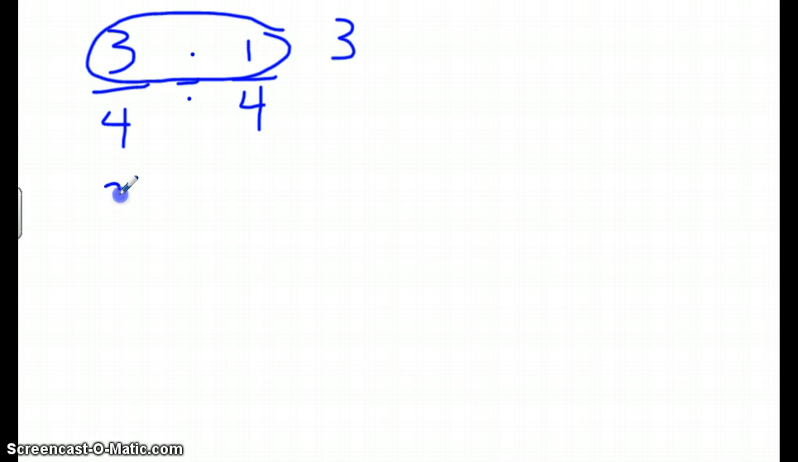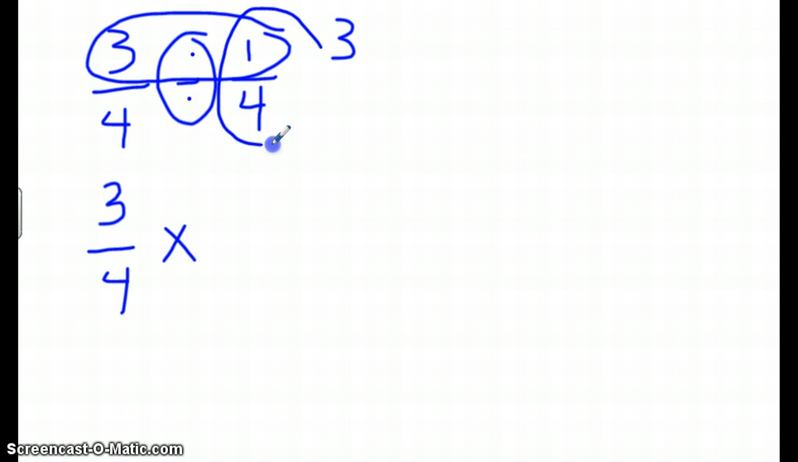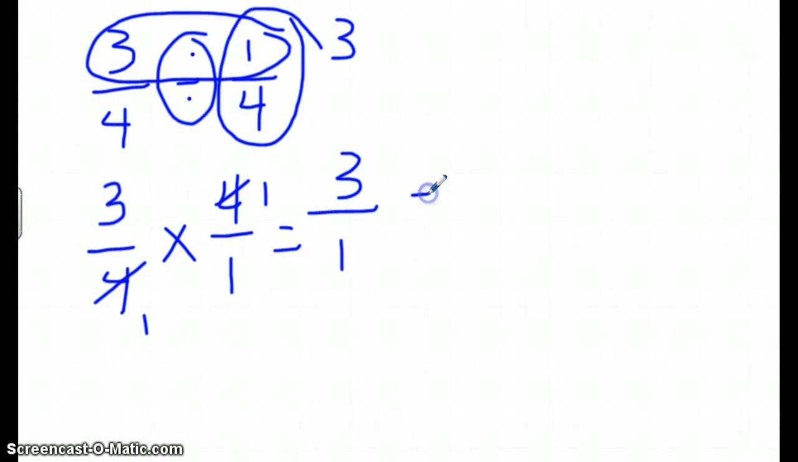But I can also just change, so I'm going to turn this division sign into a multiplication sign. I'm rewriting the problem, and I'm turning this into, what do we call it? It's a reciprocal, 4 over 1. And now I can cross cancel because I have a regular multiplication problem now. This becomes a 1 and a 1 because 4 goes into each of those once, and 1 and 3 won't cross cancel. 3 times 1 is 3, 1 times 1 is 1, and 1 goes into 3 three times.